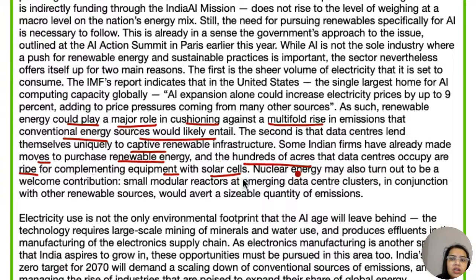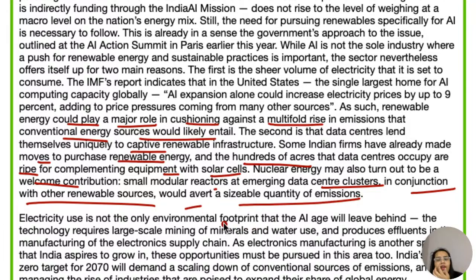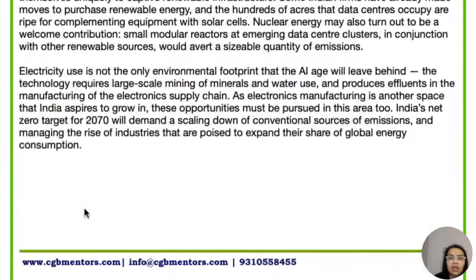Nuclear energy may also turn out to be a welcome contribution. So, apart from solar, nuclear energy can be a good option. Small modular reactors at emerging data center clusters, in conjunction with other sources, would avert a sizable quantity of emissions. So, a big chunk of emissions we can of course save ourselves, protect ourselves, using nuclear energy along with other renewable resources. Electricity use is not the only environmental footprint that the AI age will leave behind.